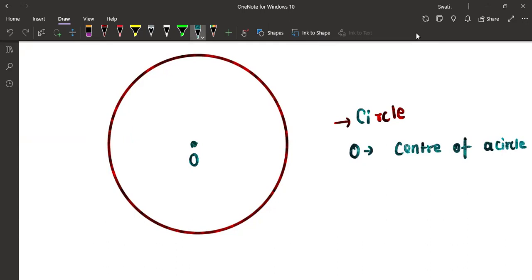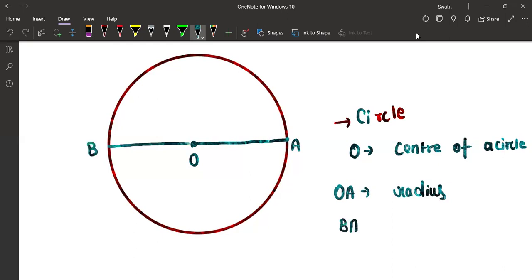If I just draw a line segment between the center of the circle and any point on the circumference of the circle, that will become the radius. So what is OA here? OA is the radius, right? Next, if you draw exactly one opposite radius to this OA, it will become a diameter. So this BA will become diameter.